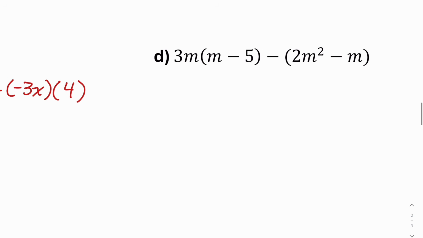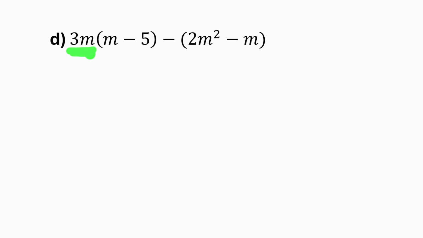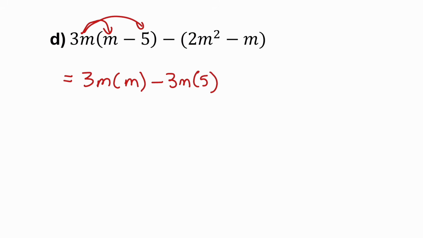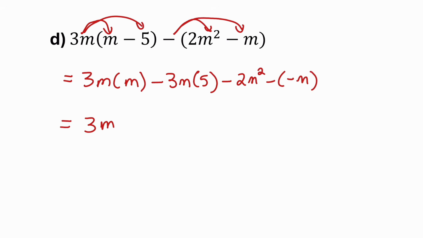So let's move now on to part D. I have a product of a monomial times a binomial. So this 3m has to multiply by both terms inside the binomial. I have 3m times m, then minus 3m times 5. Then I have to subtract this binomial. We learned how to subtract polynomials in a previous lesson, but what we have to do is just subtract both of the terms that are inside the brackets. So I have to subtract the 2m squared, and I also have to subtract the negative m. And if I simplify this, I get 3m squared minus 15m minus 2m squared plus m.